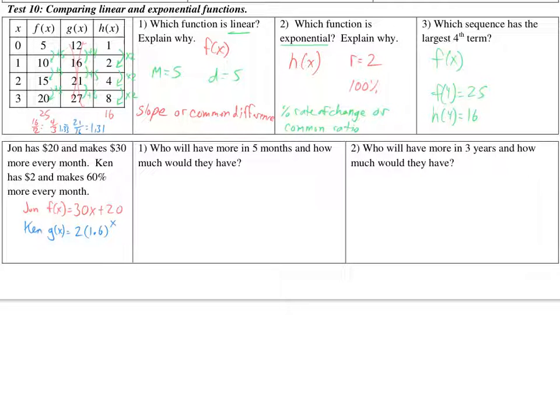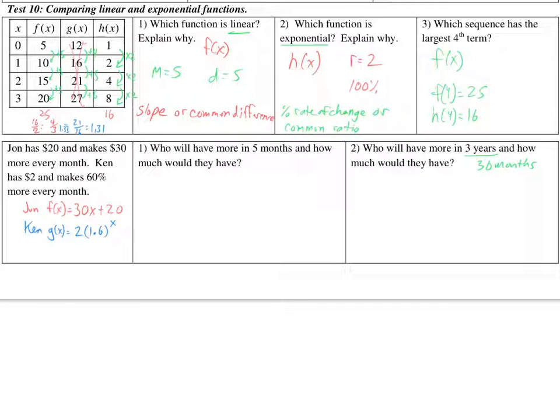Hopefully so. So, the question, who will have more 5 months from now? And explain how much you'll have. And who will have more in 3 years? Sorry, I said it wrong. 3 years is how many months? 36 months. So you might want to write that down, because a lot of you have missed that. So 5 months is not very long.